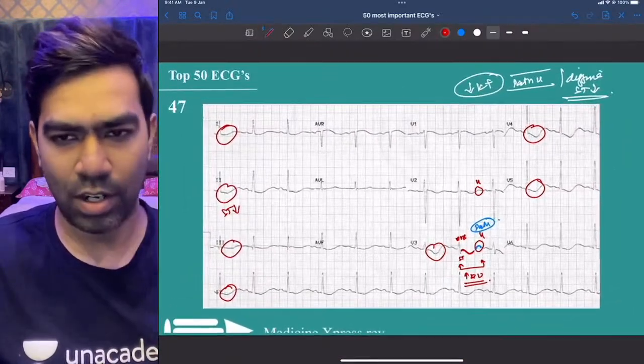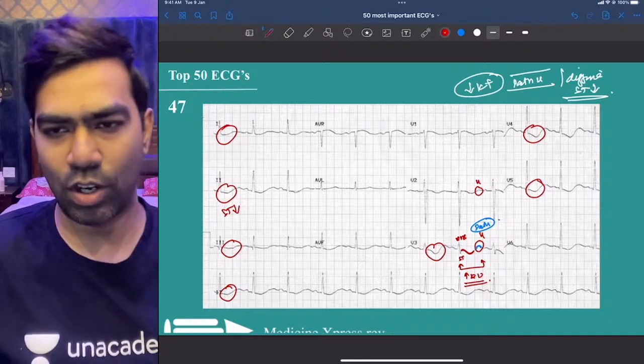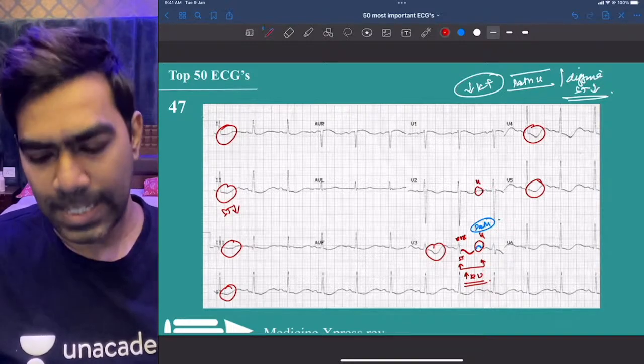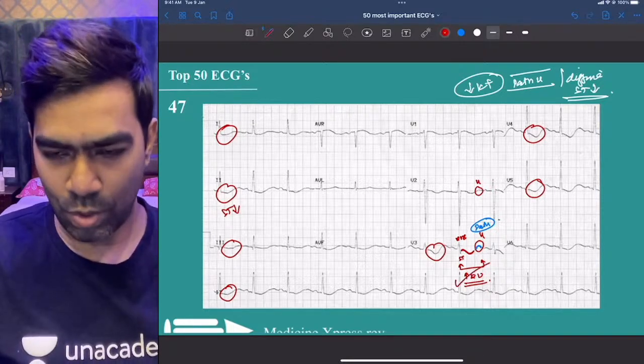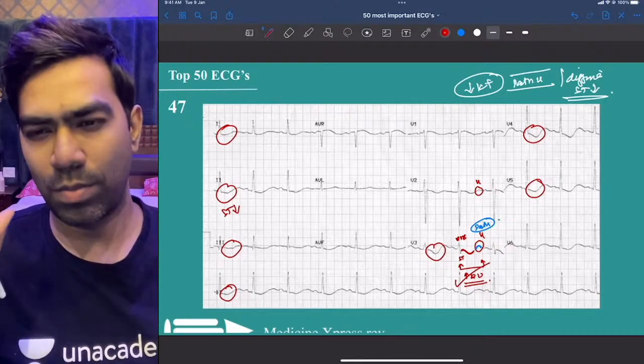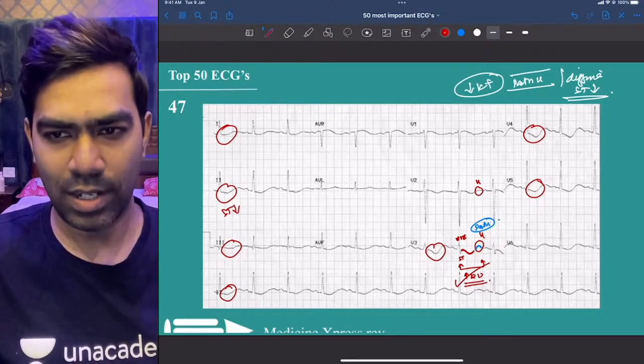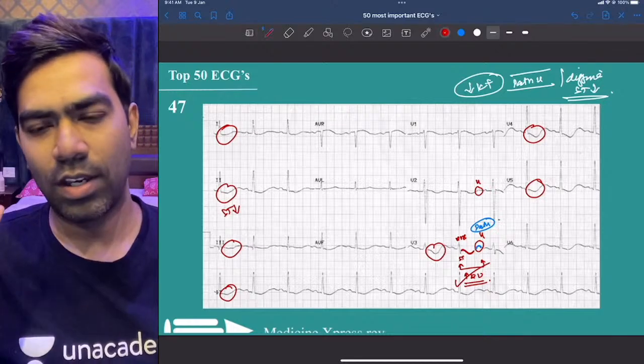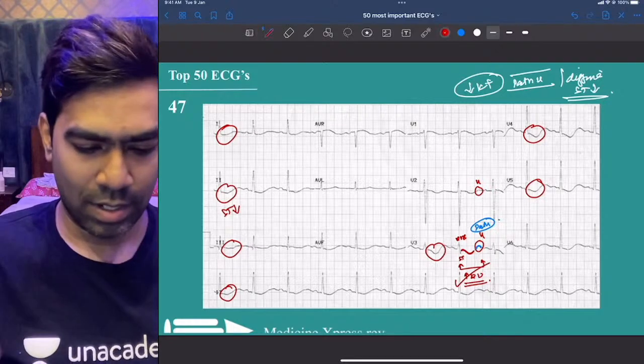Even though these patients are slightly at risk of developing Torsades and polymorphic VT, understand it's not the prolonged QT. Saying prolonged QT is not wrong, but if you want to be very accurate, it's not prolonged QT that happens in hypokalemia. It is prolonged QU that happens in hypokalemia.